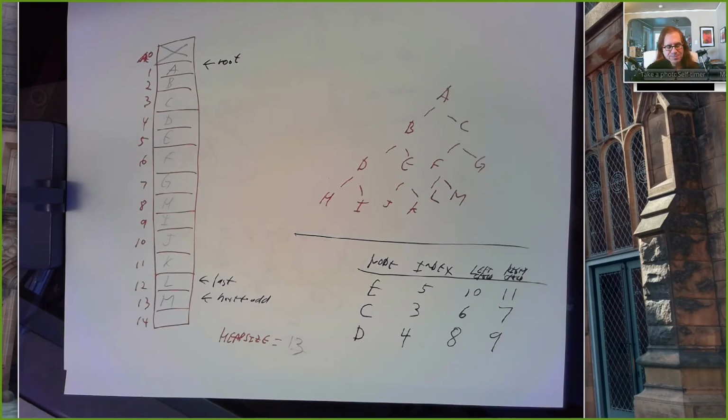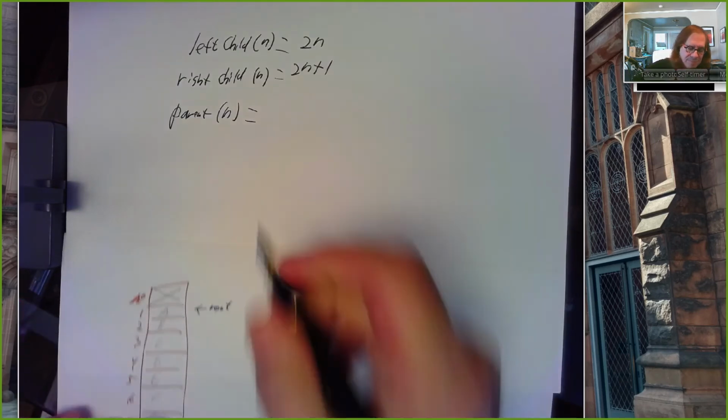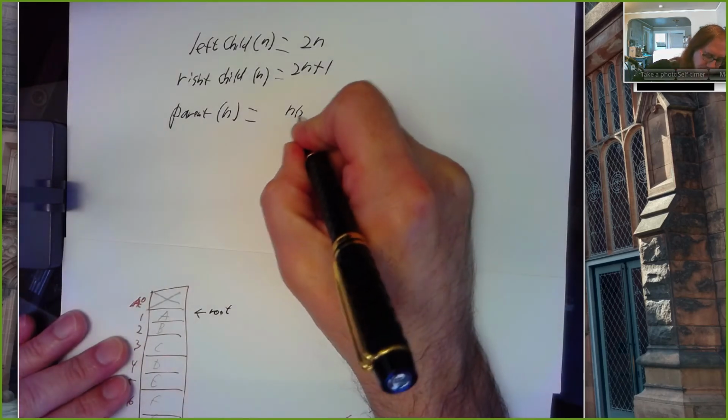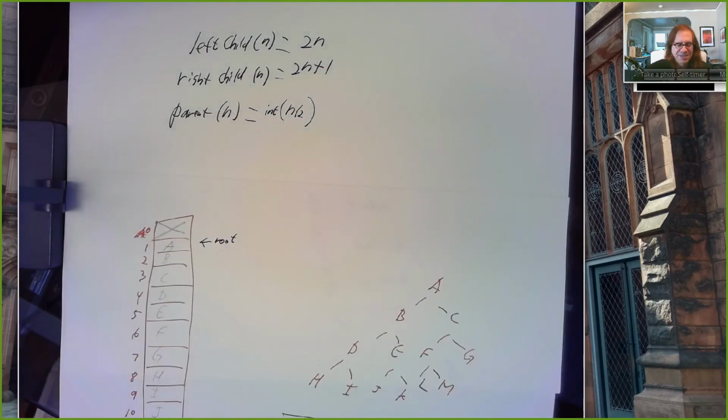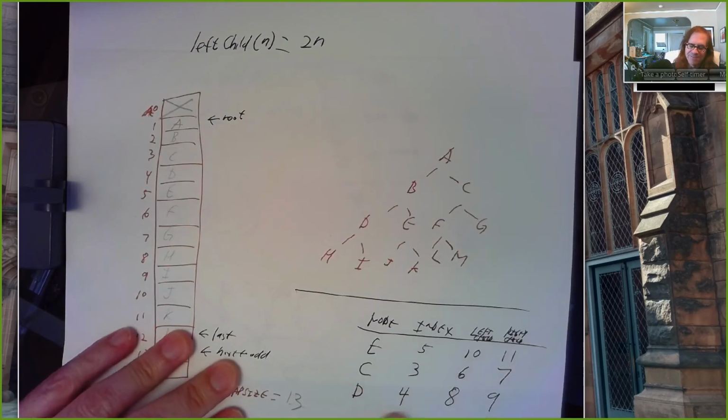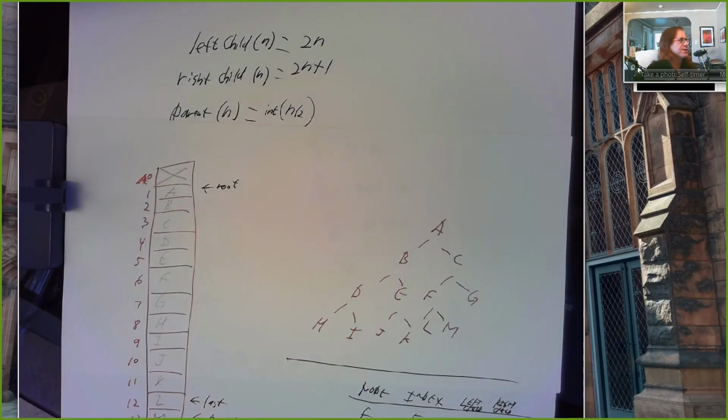N over 2, with the caveat that if n is odd, we want to just take the integer value. We definitely don't want an index like 3.5, so you just truncate it. So if it's a left child, it's n over 2. If it's a right child, it's n over 2 minus a half. So just do the integer n divided by 2, and that gets you the parent.